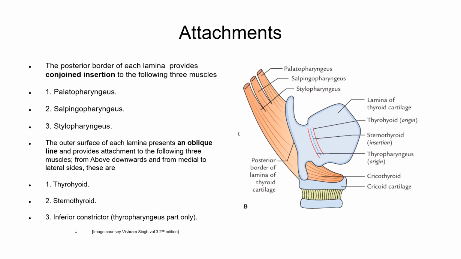So let's repeat again. The posterior border of each lamina provides attachment to three muscles, namely palatopharyngeus, salpingopharyngeus, and stylopharyngeus. And the oblique line provides attachment to thyrohyoid, sternothyroid, and the thyropharyngeus part of the inferior constrictor muscle.